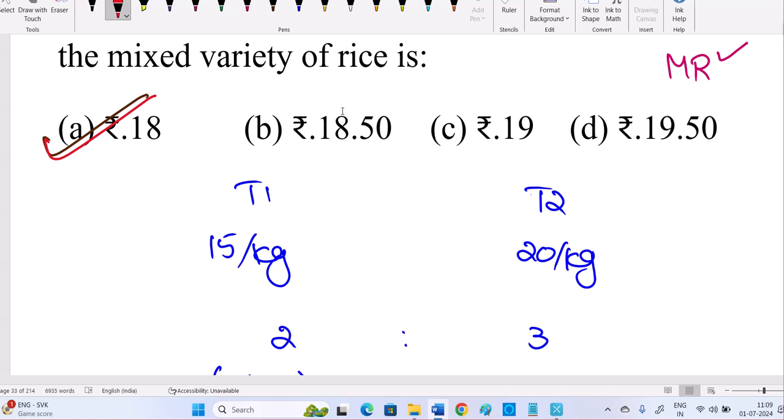Ratio can be 10,000 with respect to the other ratio of 1. You take it that way also, or 1 is to 10,000 also. It should be slightly less than 20 at least, and it should be more than 15. It cannot be less than 15, it cannot be greater than 20. Mixed price must be between extremes.